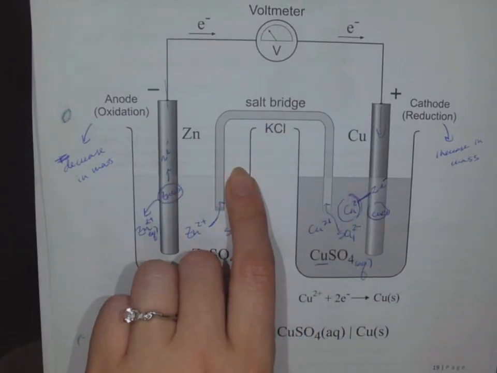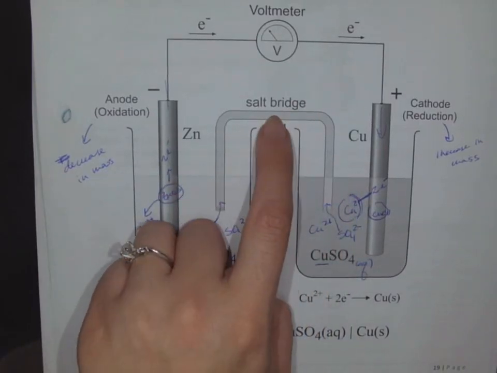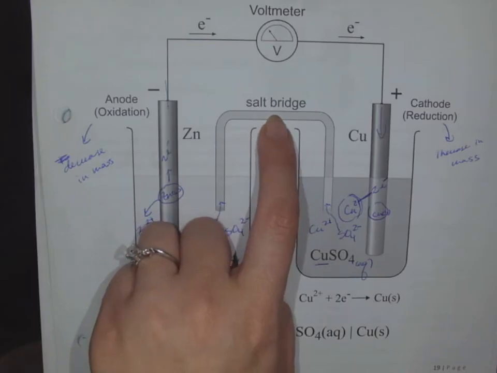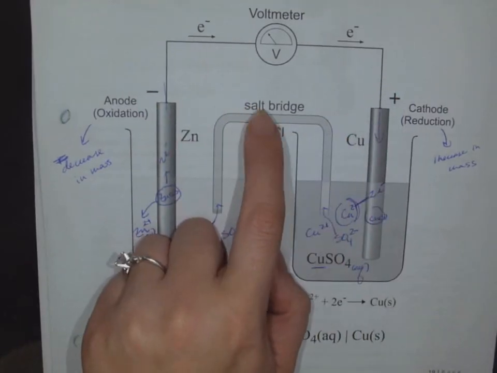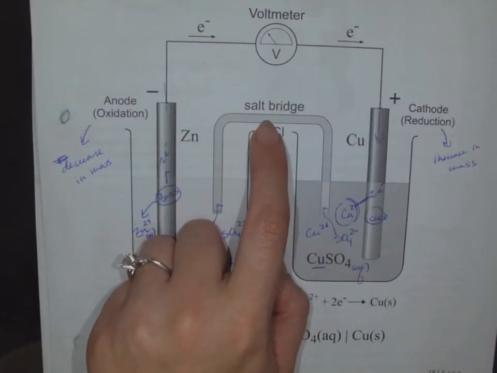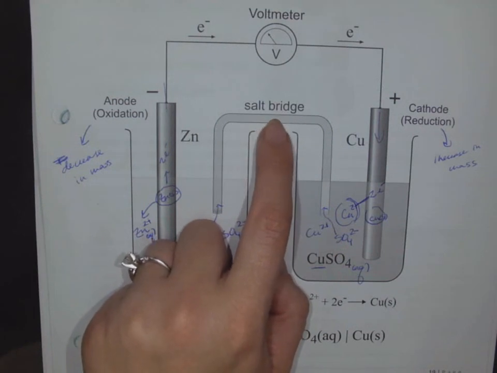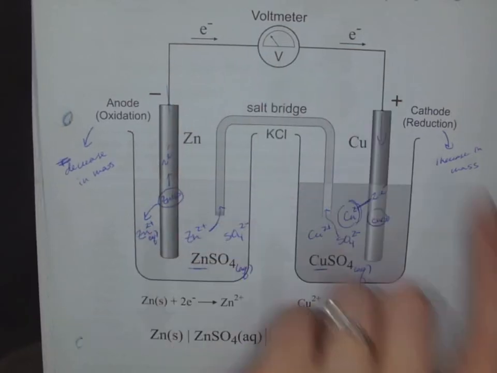A lot of questions on the practice problems say, what if we replace this salt bridge with a wire? That doesn't work because ions can't travel through a wire. Electrons can, but ions can't. And so that breaks the circuit. The voltage will be 0 if you replace the salt bridge with a wire. We need ions to flow here. We need electrons to flow there. All right, great.